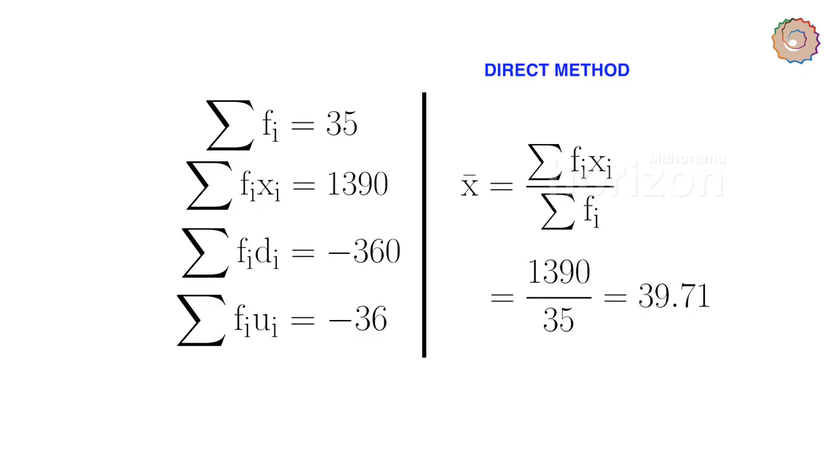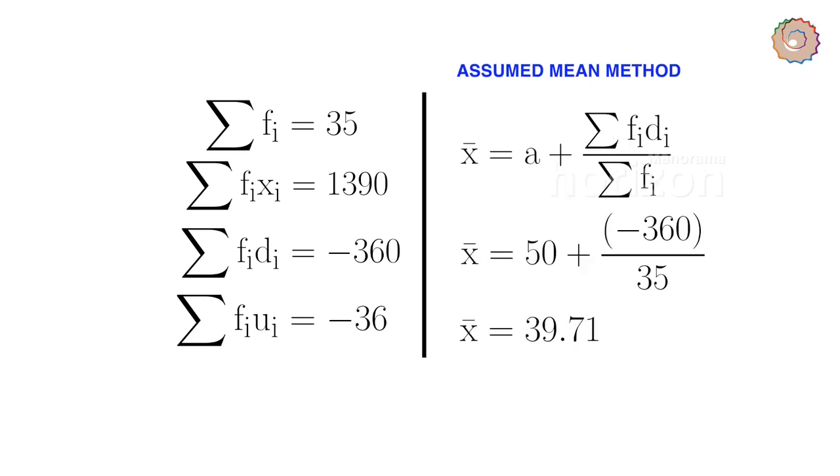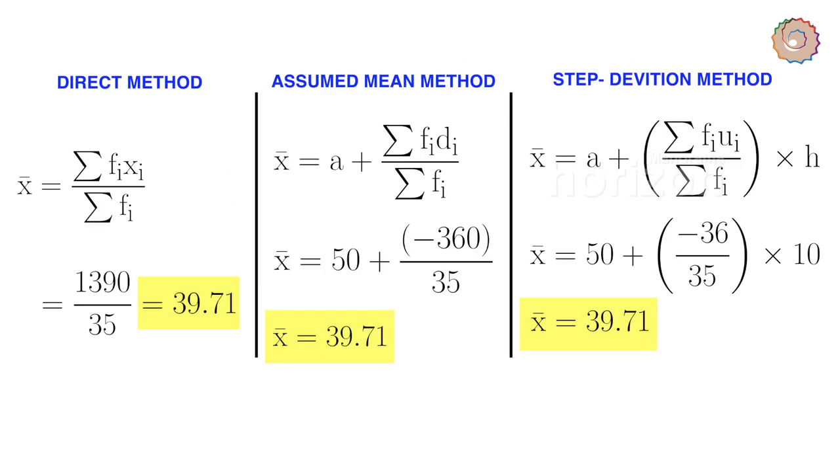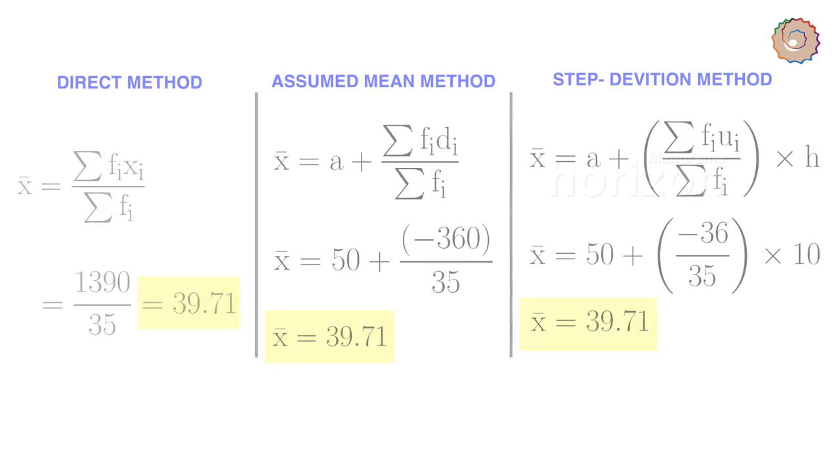Solving it with the direct method equation, we get x bar is equal to 39.71. Coming to the assumed mean method, we get x bar is equal to again 39.71, and in the step deviation method again we get 39.71. Therefore, the mean percentage of female teachers in primary schools across the states is 39.71.